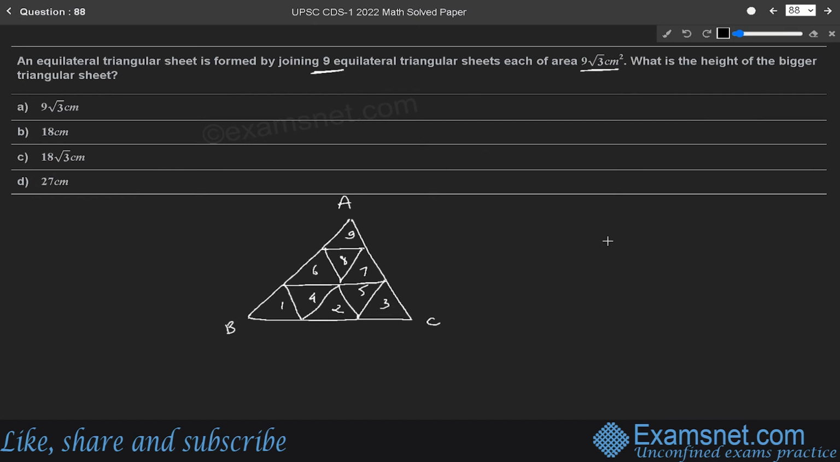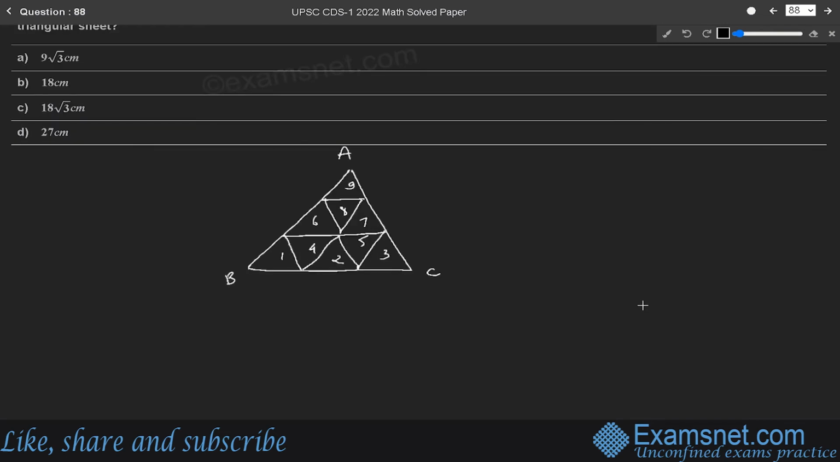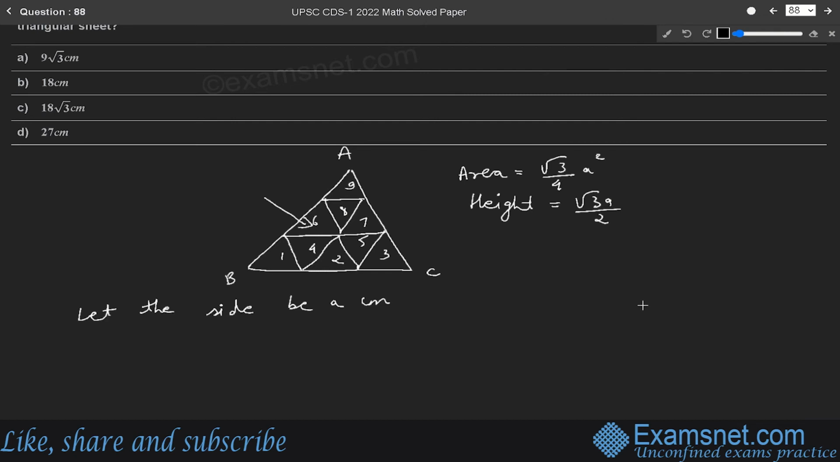Now since it is an equilateral triangle, we know that area of an equilateral triangle is root 3 upon 4 a square, and height of an equilateral triangle is given by root 3 a upon 2, where a is the side of the equilateral triangle. Now we don't know the side, so let the side of the equilateral triangle be a centimeter. And I am talking about the triangles which are inside this ABC. Means let the side length of each smaller triangle be a centimeter.